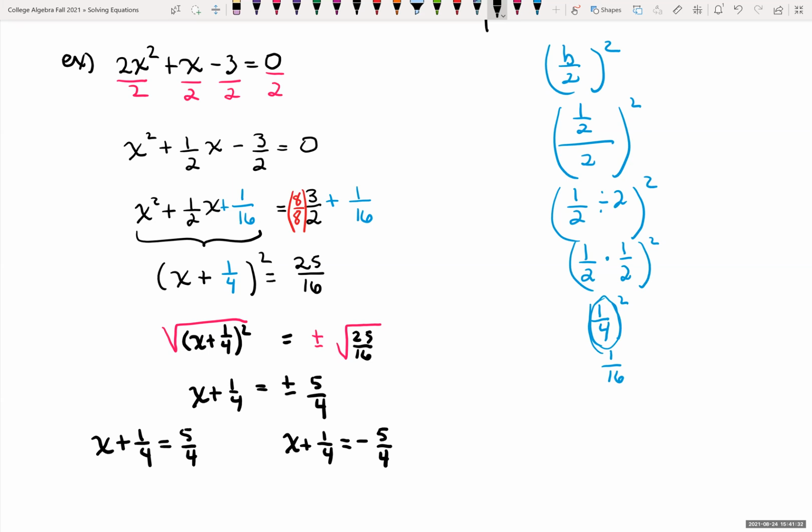Add or subtract 1/4 on both sides. Well, 5/4 minus 1/4 is 4/4, and 4/4 is just 1. So if I subtract 1/4 from negative 5/4, this actually gives me negative 6/4, but I want to reduce this. So this is negative, 2 goes into both 6 and 4, so negative 3/2.